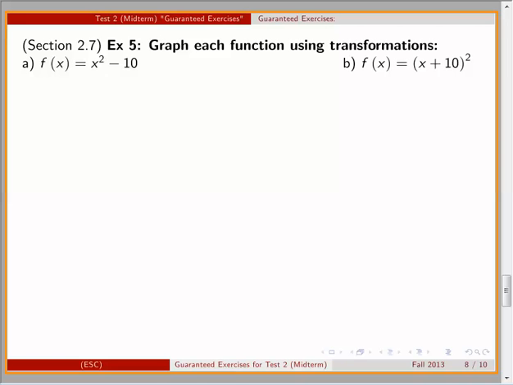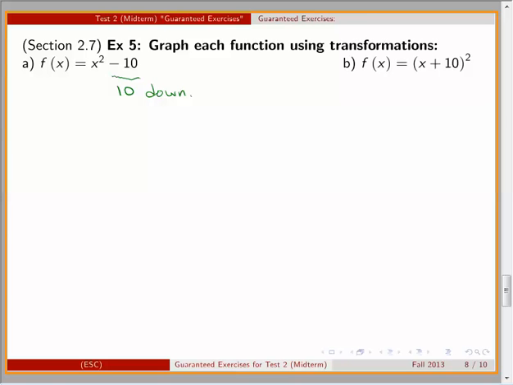Okay, this exercise is asking us to graph these two functions by using transformations. So in this case, if you ever have a function and you have this number outside away from x, then this would be a vertical shifting. If the number is negative, then this would be 3 units down.